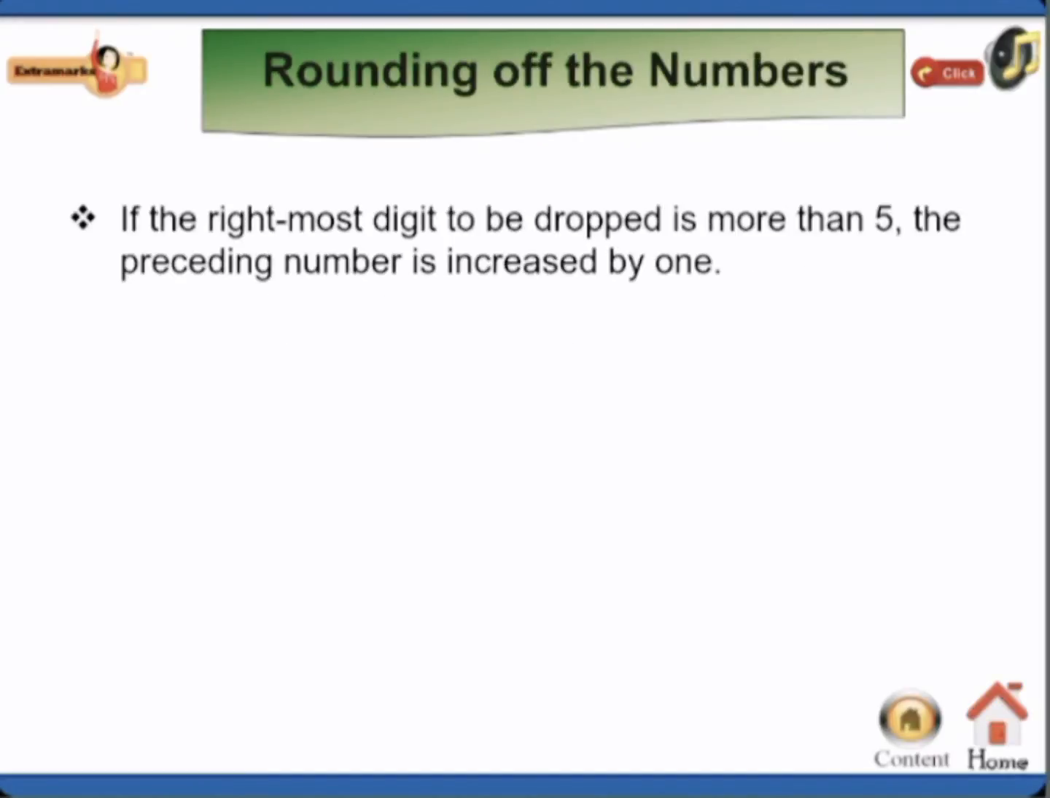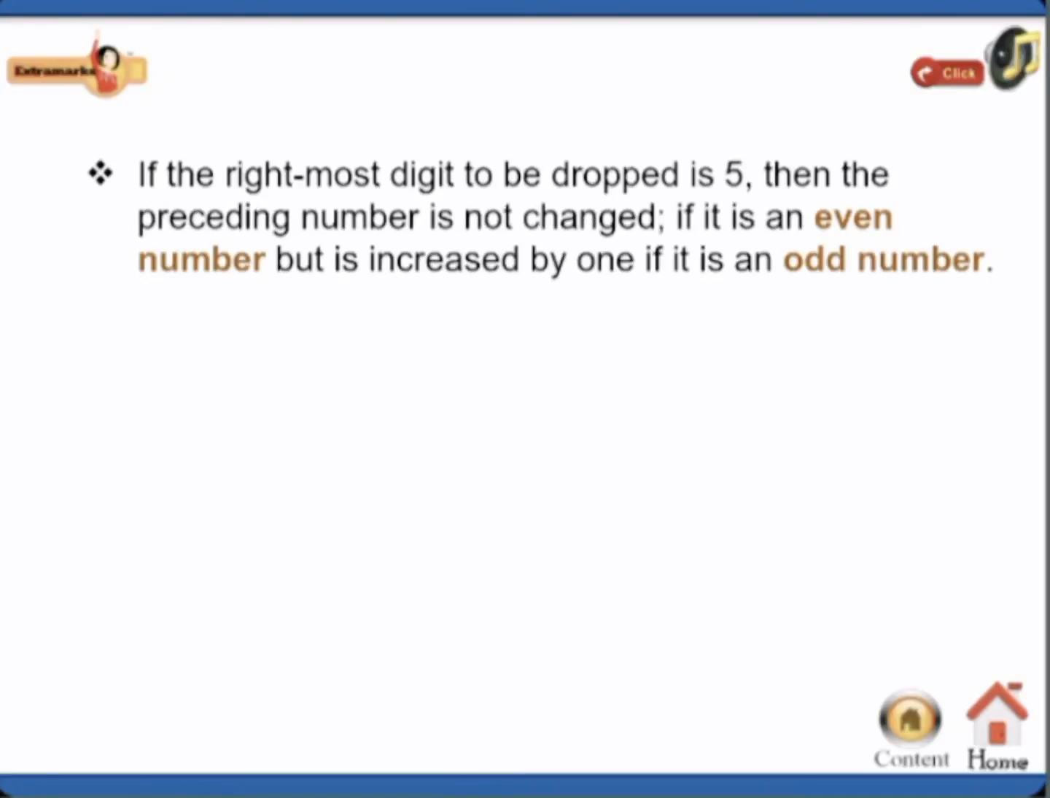Rounding off the numbers. If the rightmost digit to be dropped is more than 5, the preceding number is increased by 1. If the rightmost digit to be dropped is 5, then the preceding number is not changed if it is an even number, but is increased by 1 if it is an odd number.